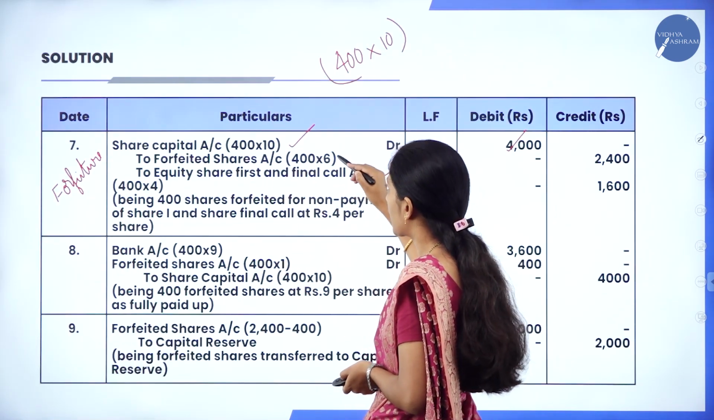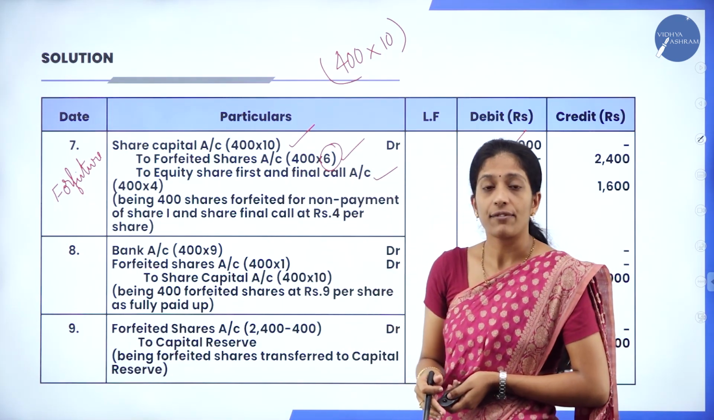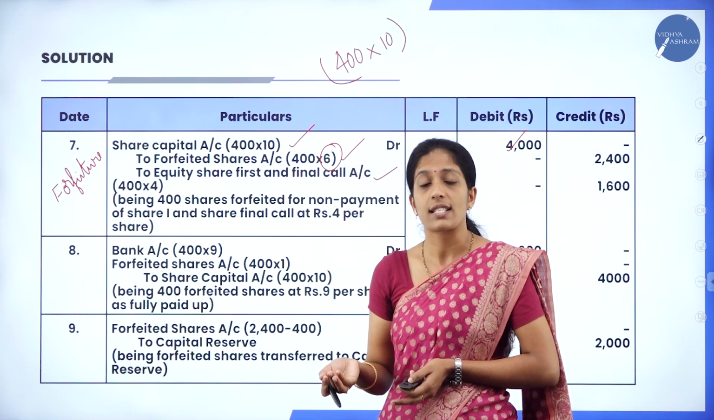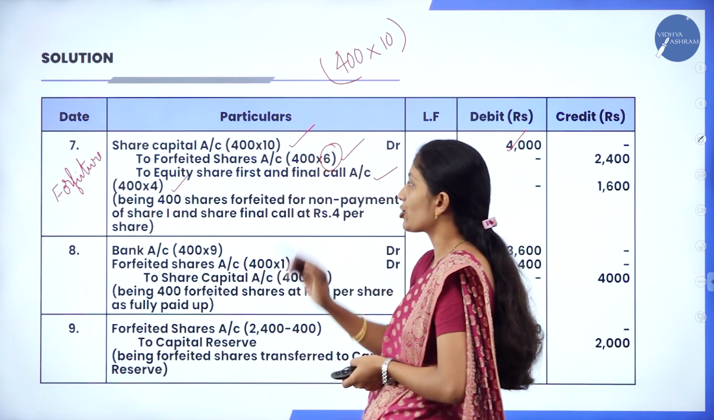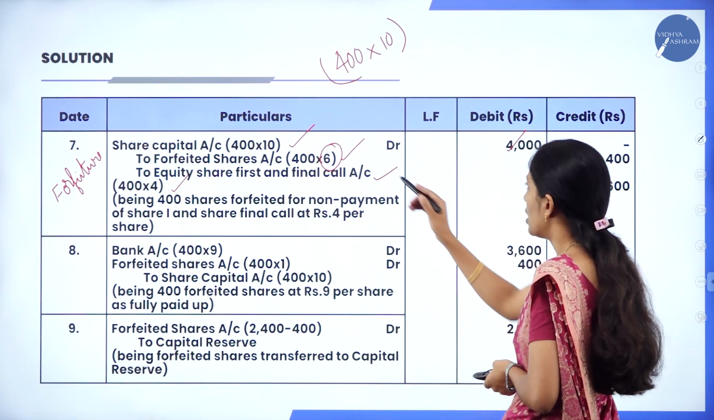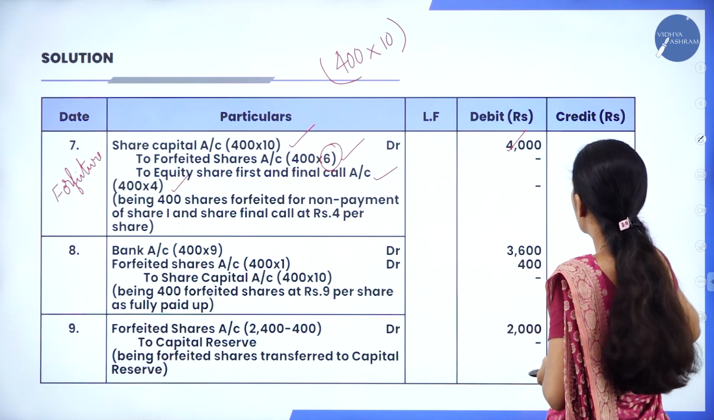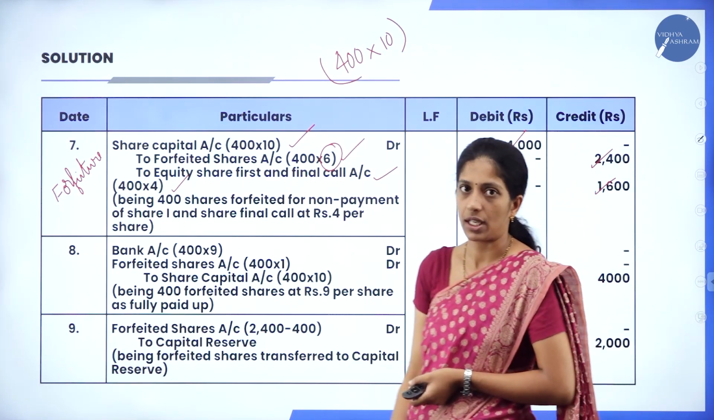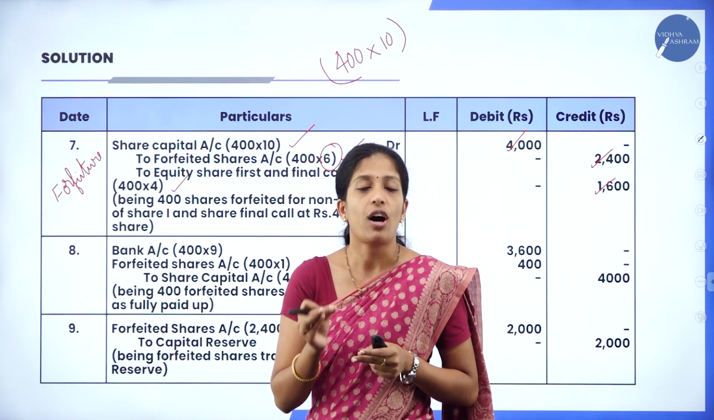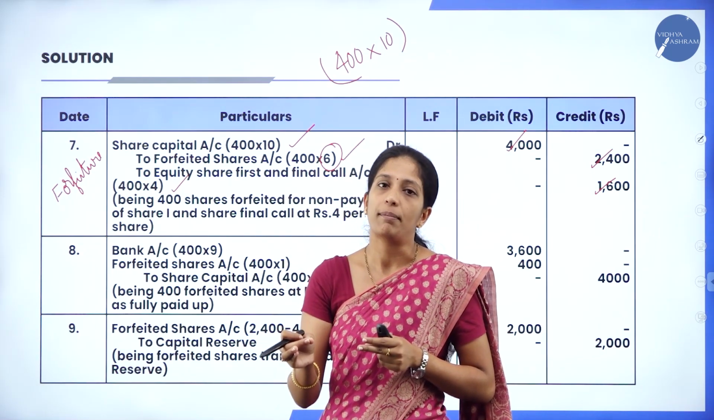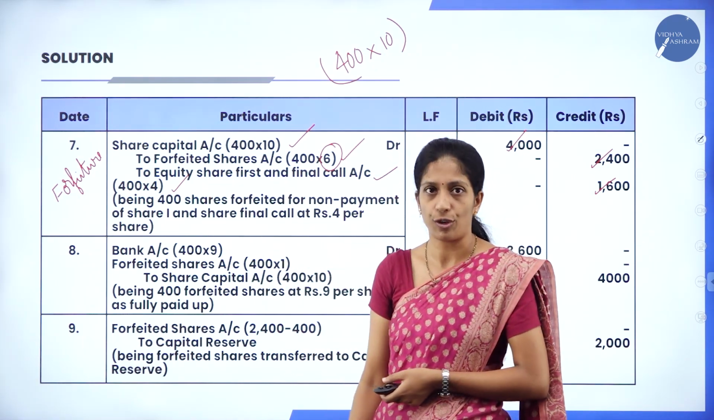Go through your solution. To forfeited shares account, 400 into 6, what they have received. And to equity share first and final call account, what they have not received, that is 4 rupees. Correct? If you multiply 400 into 6, it will be 2,400. 400 into 4, 1,600. Now write the narration: being 400 shares forfeited for not paying first and final call money of rupees 4 each. So this is the entry on forfeiture.